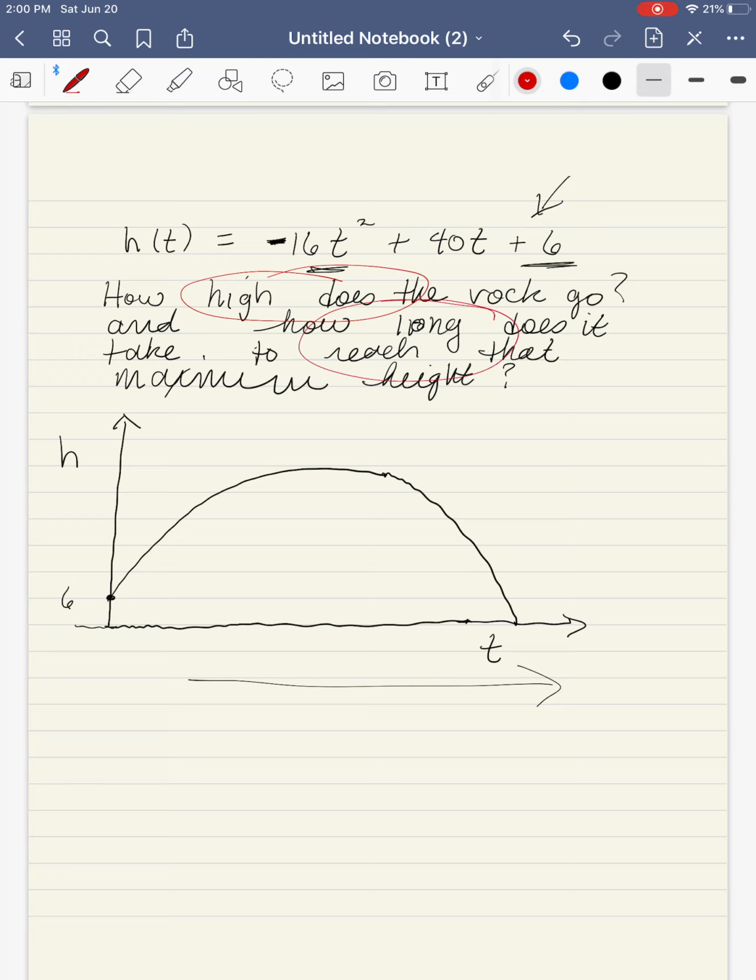So when the problem is asking me how high does the rock go and how long does it take to reach that maximum height, it's saying find the vertex, this point right here. Go ahead and write the formula for the vertex. You need to memorize that formula, and then find t and find h of t. And then we'll look back at the problem.